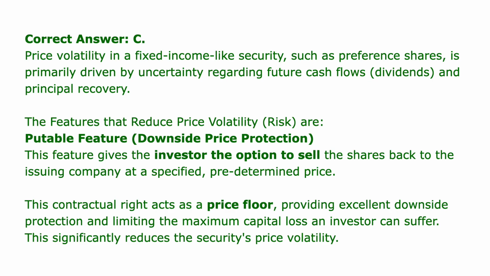Correct answer, C. When it comes to the price swings in something like preference shares, which are similar to fixed income securities, it's mainly because we're not sure what the future will bring in terms of dividends and when we'll get our money back. Here are some features that can help keep the price from bouncing too much, which is good news for risk. Putable feature: downside price protection. This feature lets the investor sell their shares back to the company at a set price. Think of this as a safety net, keeping the price from going too low and helping to prevent big losses. This makes the security's price swings a bit less dramatic.